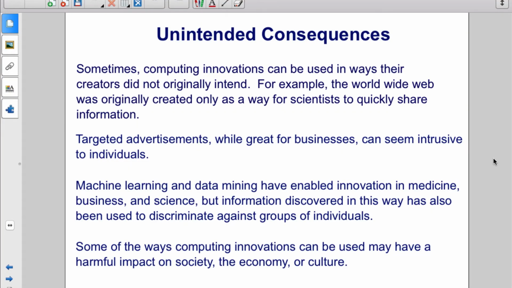Sometimes, computing innovations can be used in ways their creators did not originally intend. For example, the World Wide Web was originally created only as a way for scientists to quickly share information. Targeted advertisements, while great for businesses, can seem intrusive to individuals. Machine learning and data mining have enabled innovation in medicine, business, and science, but information discovered in this way has also been used to discriminate against groups of individuals. Some of the ways computing innovations can be used may have a harmful impact on society, the economy, or culture.